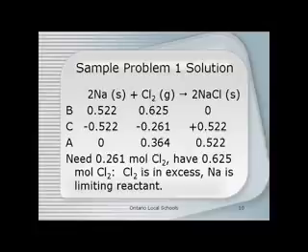After this reaction is done, we should have none of our sodium left, so we have 0 there. The amount of chlorine would be our starting amount, 0.625 moles, minus what we used here, 0.261 moles, and that gives us 0.364 moles of chlorine left over. The amount of sodium chloride that formed is 0.522 moles.